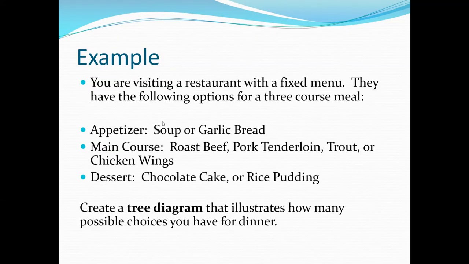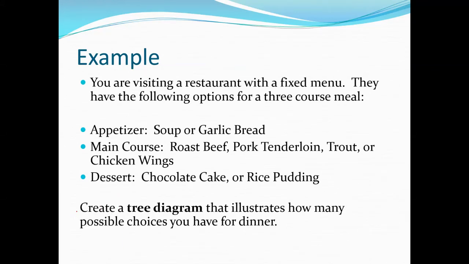So let's do another restaurant question. Let's say we have these options for a 3-course meal. For your appetizer, you can pick soup or garlic bread. For your main course, you have 4 options: roast beef, pork tenderloin, trout, or chicken wings. And for dessert, you can have chocolate cake or rice pudding. One way to illustrate all the possible options is to make a tree diagram. We actually made quite a few of these in our last unit with probability.